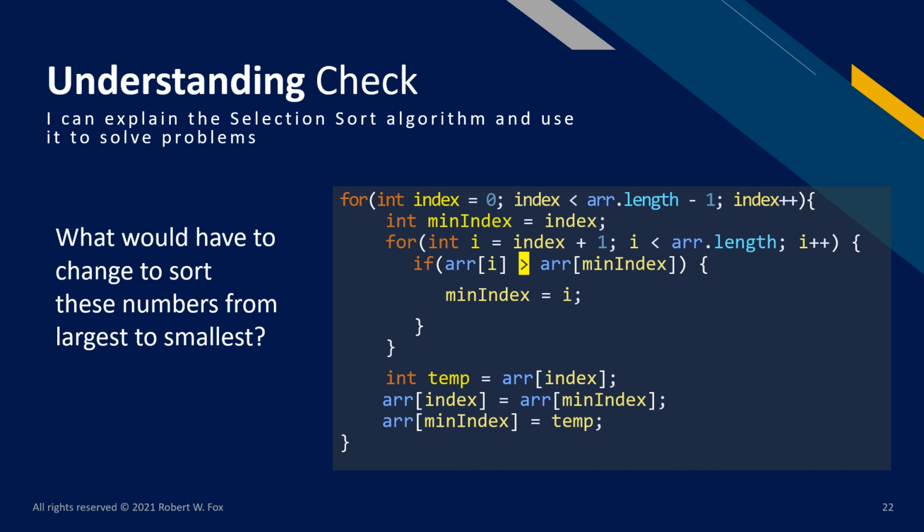The only thing we would need to do to make this sort from largest to smallest is change our less than to a greater than in our if statement. You may also want to change the variable min_index to something else like max_index, because technically we wouldn't be finding the smallest thing, we'd be finding the biggest, but the only thing you have to change is the less than to a greater than.